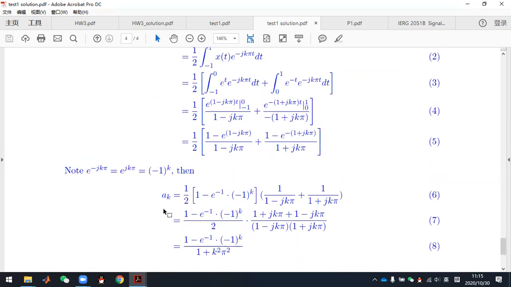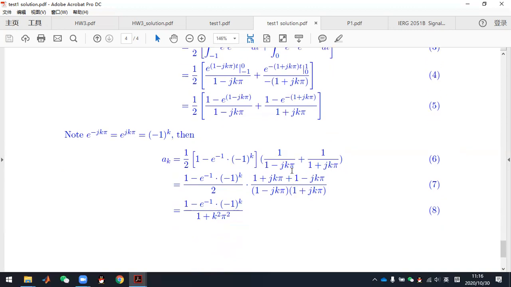But here, there are some further simplifications. You should note that exponential minus jk pi and exponential jk pi are both equal to minus 1 to the power of k. And there is a common factor in the numerator, so we can put it at the front. And then in the bracket, the two terms left are 1 over 1 minus jk pi plus 1 over 1 plus jk pi.